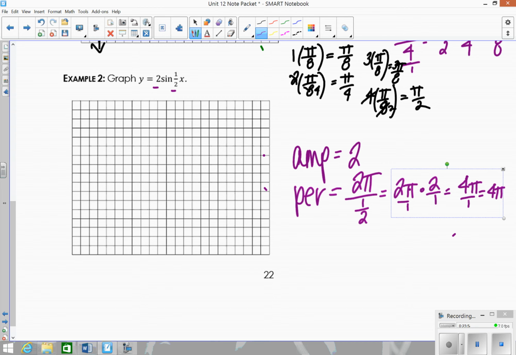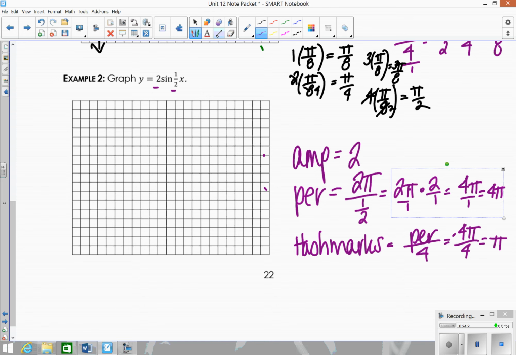So that means this one is going to be twice the length as a normal sine curve, because a normal sine curve only takes 2 pi. This one's going to take twice that amount. So in order to figure out my hash marks for this, we do the same idea that we've been doing. So we do the period divided by 4, because you want to take this and divide it up into its 4 key points. So the period divided by 4 means that you have 4 pi over 4, which means pi. So each key point happens after pi.